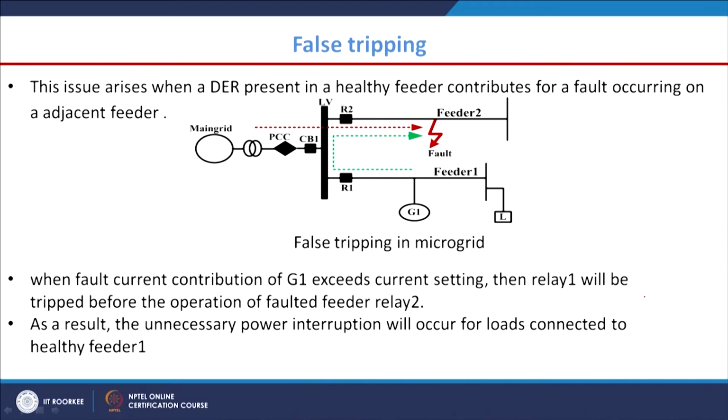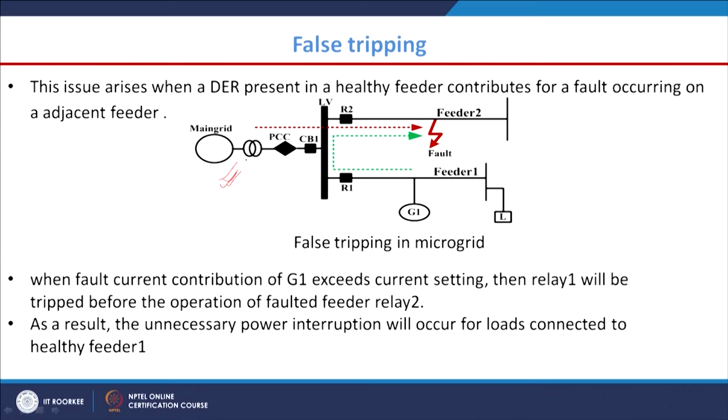Another issue is false tripping. So, what is this false tripping? Here is our main grid. If we take this example, it will be easier to understand. That is why I have taken this particular figure, a small microgrid system where this is our main grid and this is the PCC, point of common coupling, and this is the distribution transformer, and this is a circuit breaker of the main grid side. These are two feeders, feeder 1 and feeder 2. Here is a load present and here is one DG connected.